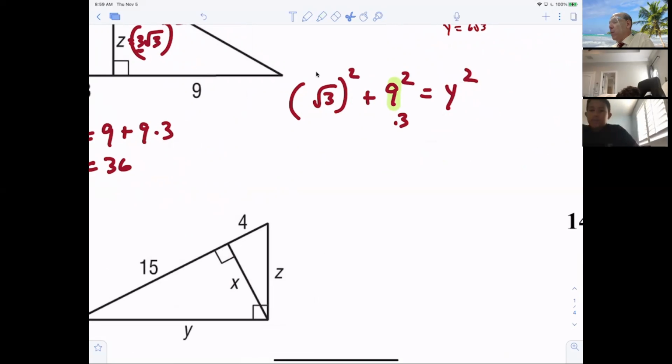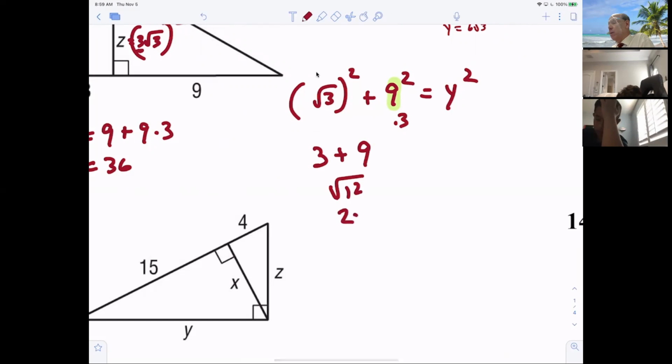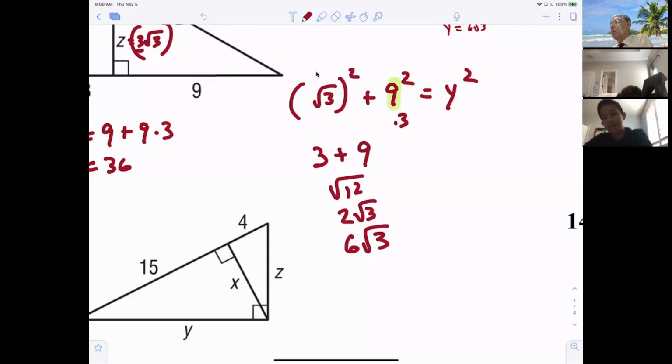All right, so now what's the square root of 3 squared? 3, right? Plus what's 3 squared? 9. And then we're going to take 3 plus 9, which is square root of 12, which is, what is it? 2 radical 3, right? But then there was also times 3, so hopefully I didn't confuse you. That's 6 radical 3. Isn't that what we said it was before?